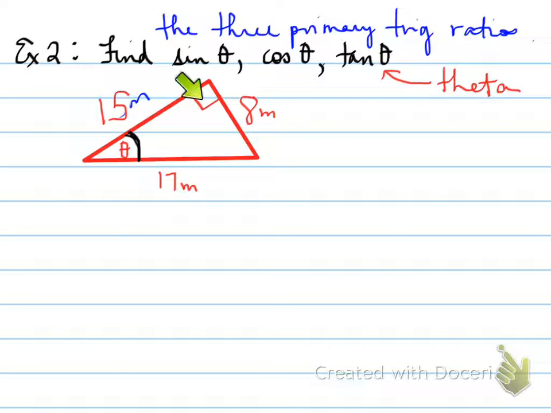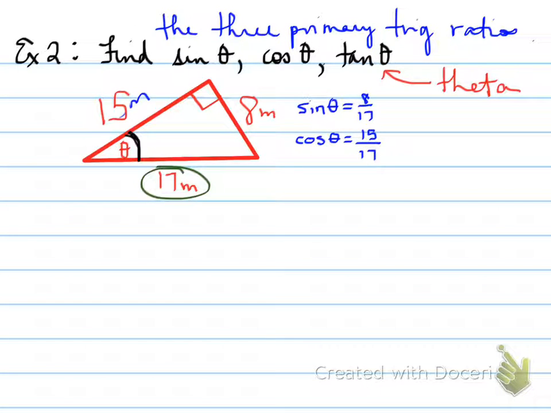For example, the right angle points to the hypotenuse. That's your hypotenuse. This side will be your adjacent side. And finally, this side will be your opposite side. So theta is used to represent an angle. Don't be afraid to use it. Sine theta is equal to 8/17. Cos theta is equal to 15/17.